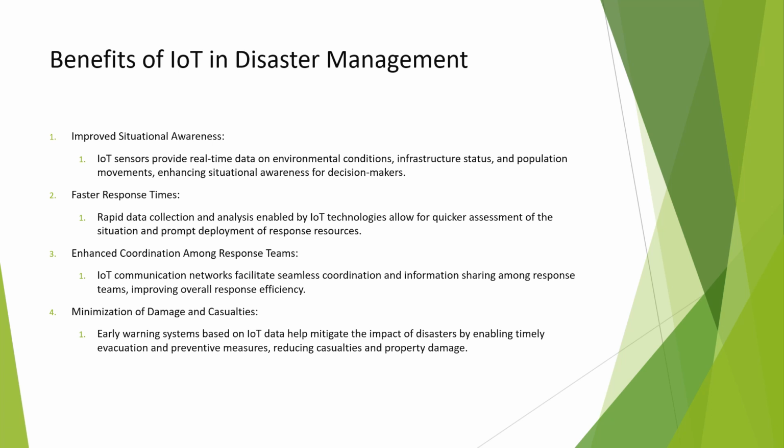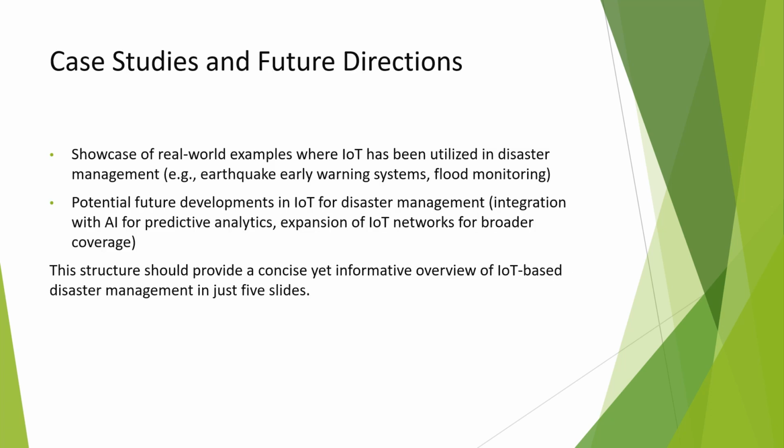Minimization of damage and casualties. Early warning systems based on IoT data help mitigate the impact of disasters by enabling timely evacuations and preventive measures, reducing casualties and property damage.